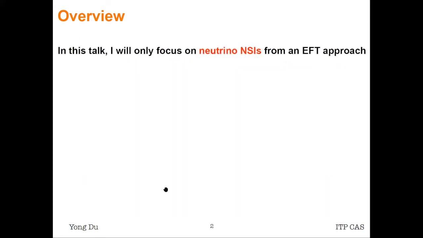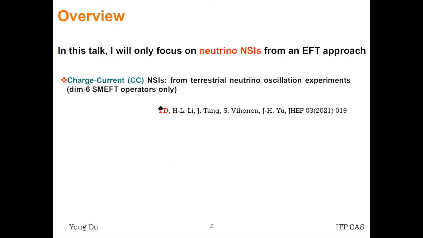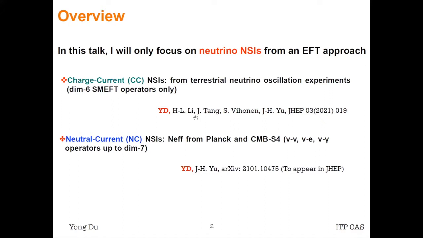To be more specific, I will only focus on neutrino non-standard interactions from an EFT approach. The neutrino non-standard interaction could generically be classified into two categories, the charged current NSI and the neutral current NSI. For the charged current NSI, I will study the effects from dimension-6 SMEFT operators on the terrestrial neutrino oscillation experiments based on this work. Well, for neutral current NSI, with operators up to dimension 7, I will study their impact on N_eff, meaning the effective number of relativistic species in the early universe, based on this paper.